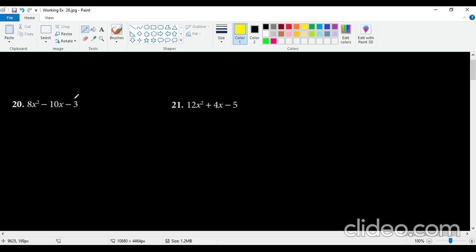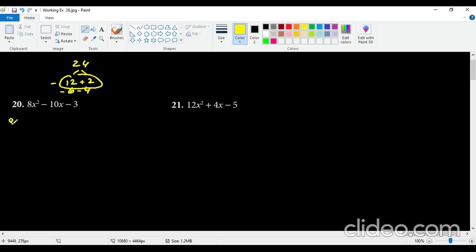3 times 8 is a 24. Split this 24 in such a way to give you a 10. For question number 20, I will be using 12 times 2. And you should have another option also, that 6 times 4 is also 24, and minus 6 and minus 4 gives you a negative 10. Okay, that I'll explain to you why I'm not using minus 6 and minus 4. Now I'm using 12 and 2. So minus 12 and plus 2 I'm using.